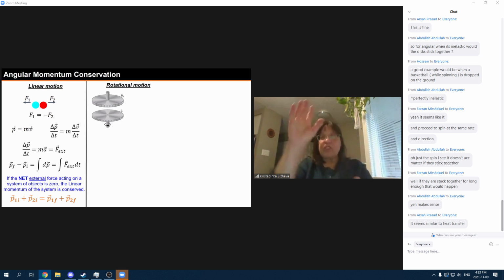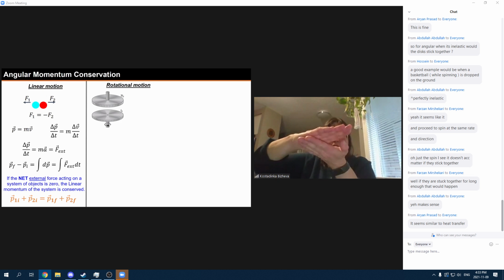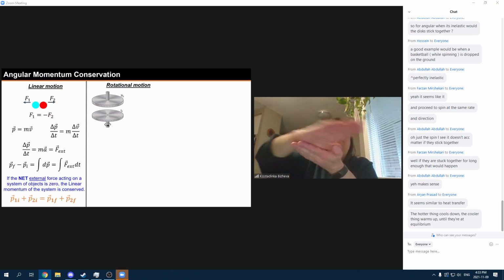Now, in the rotational world, if you're spinning one plate this way and another plate the other way, and you touch them, there's going to be frictional forces between them. And those frictional forces are going to lie within the same plane of rotation of the plates. Do you agree with that?